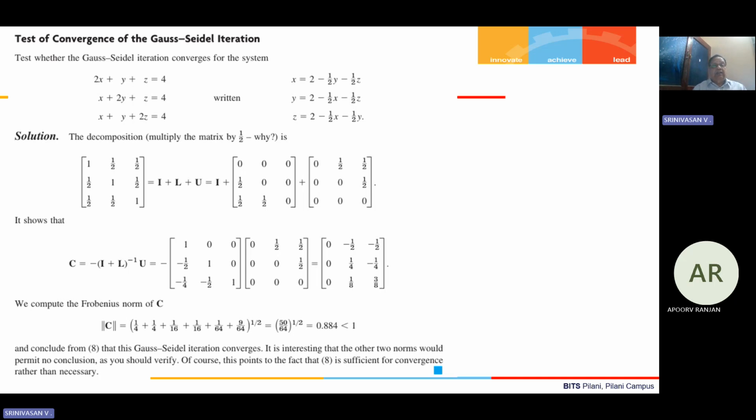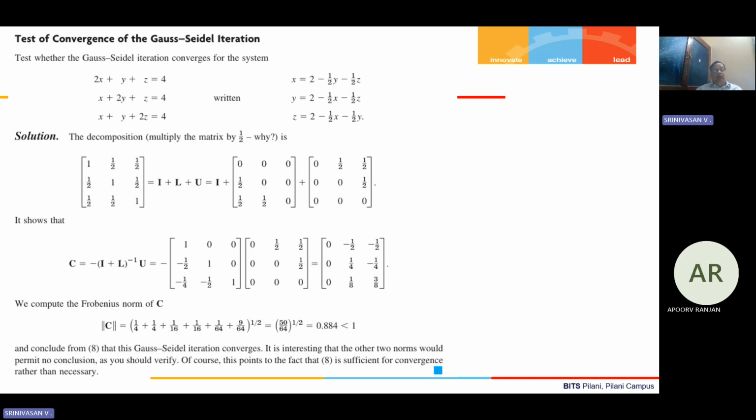So for the decomposition, it is given to multiply the matrix by half. There is a question: why are we multiplying by half? In order to make the principal diagonal elements one each. Suppose you have 3x plus y plus z, then x plus 3y plus z, then x plus y plus 3z, you divide throughout by 3 because you need the principal diagonal to be 1, 1, 1.